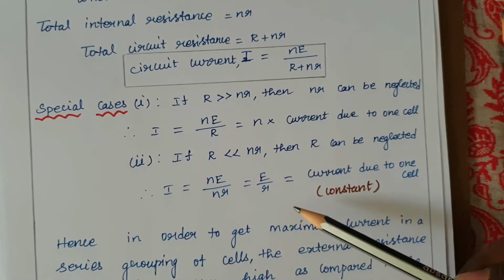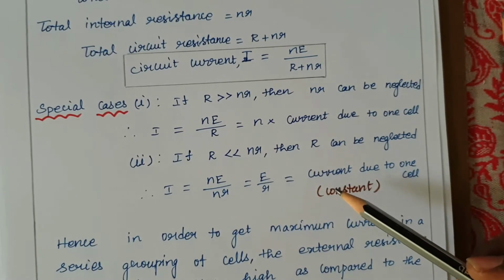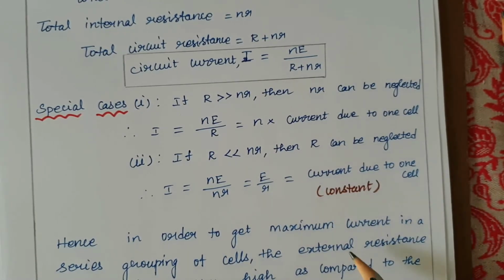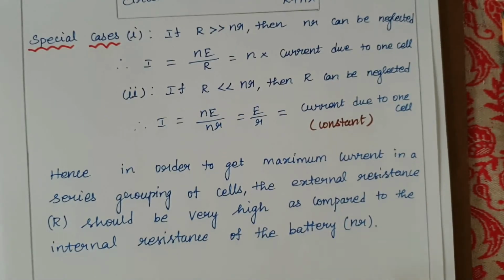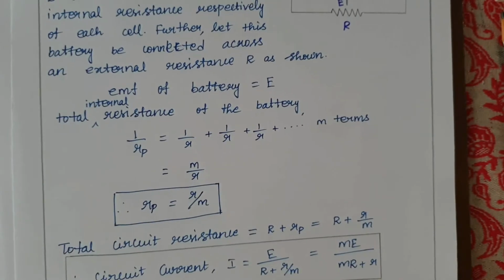So when the number of cells is increased, the current is not going to increase. In order to get the maximum current in a series grouping of cells, the external resistance should be very high compared to the internal resistance of the battery. So external resistance should be very high in the case of series grouping.